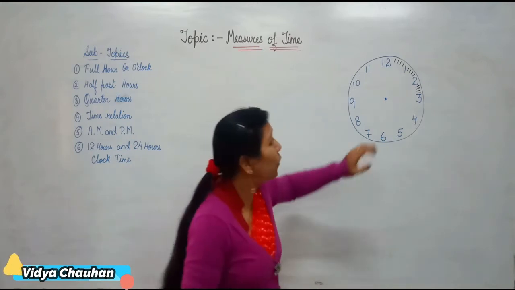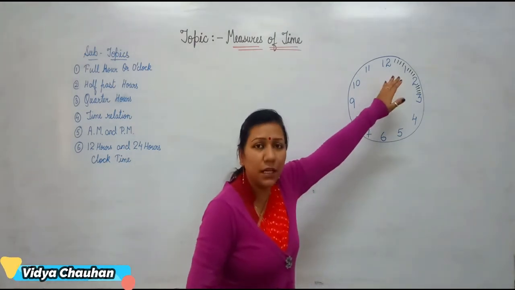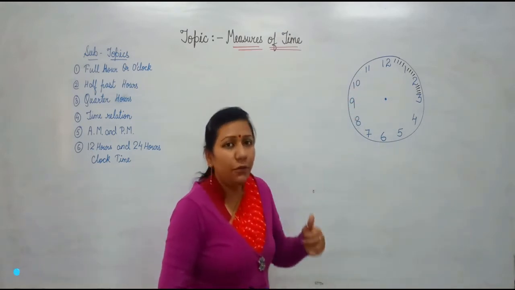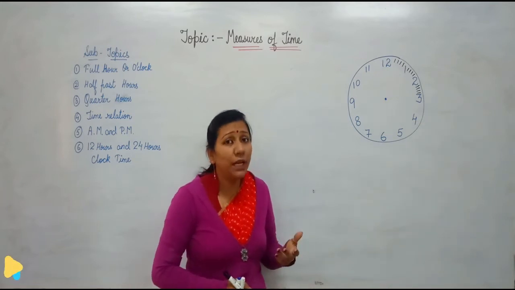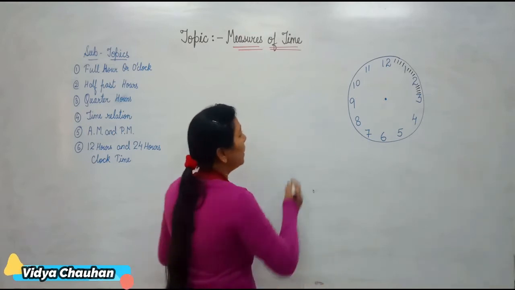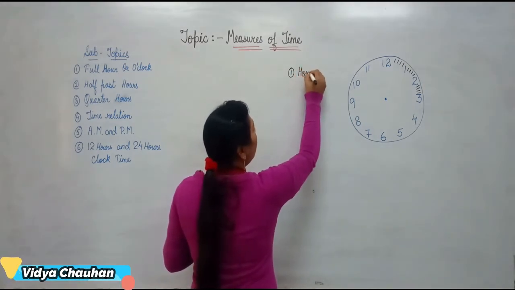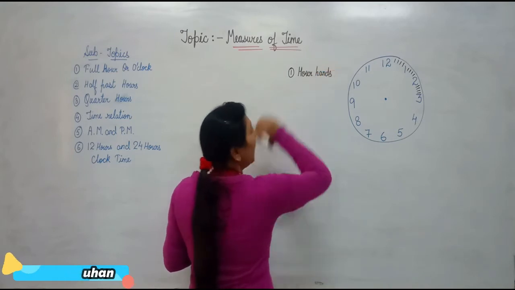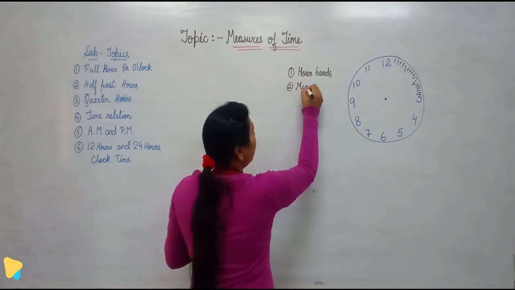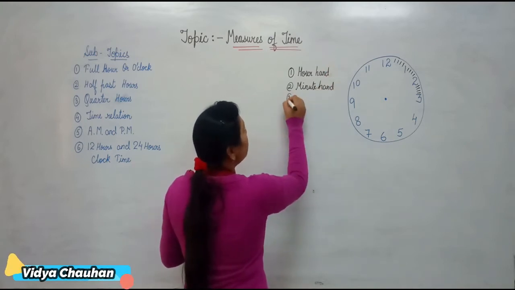Right students? Now what are these divisions actually? These divisions are just numbers starting with 1 till 12. But these divisions actually represent different terms. How can we represent different terms? By using different types of needles. There are 3 needles, or 3 hands, present in a clock. The first is our hour hand, the second is the minute hand, and the third is the second hand.